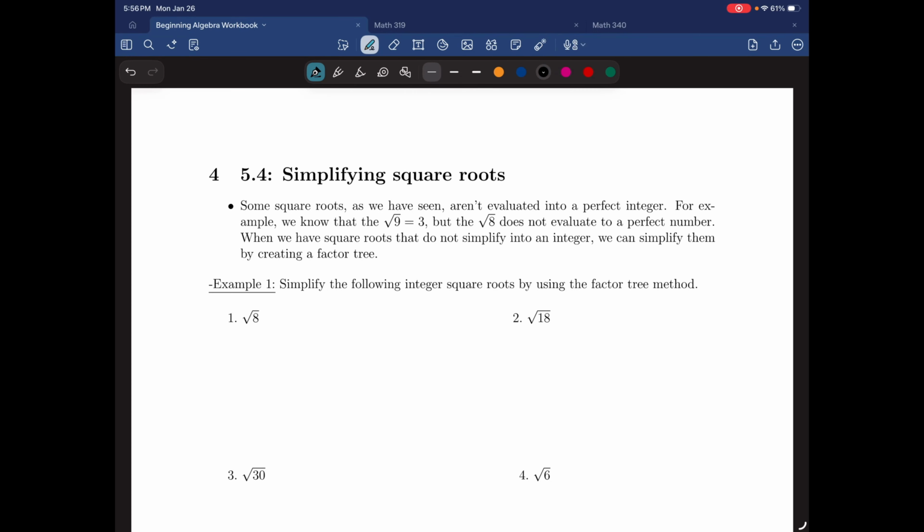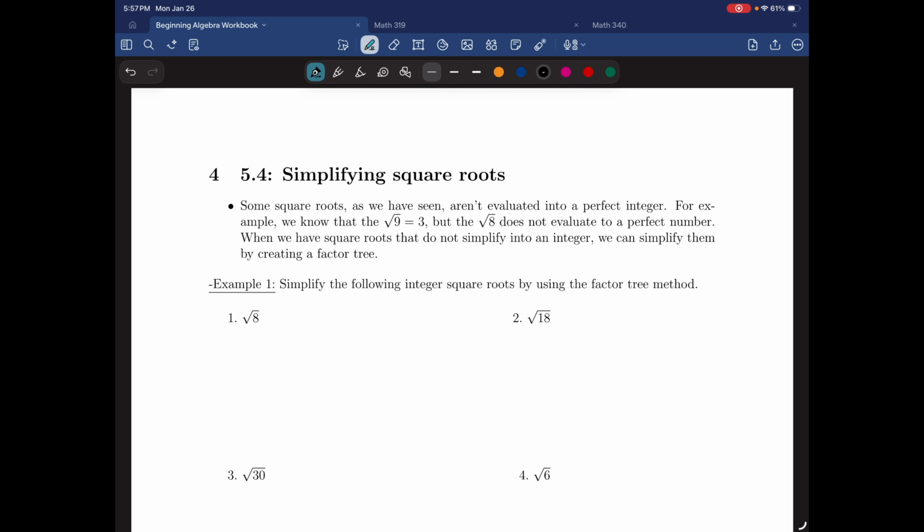So far in this course and throughout your math career, you've dealt a little bit with square roots. And as we've seen, we have encountered numerous cases where square roots aren't evaluated into a perfect integer. For example, we know that the square root of 9 equals 3, but the square root of 8 doesn't evaluate into a perfect number. So when we have square roots that don't evaluate into a perfect integer, we can simplify them by creating a factor tree.